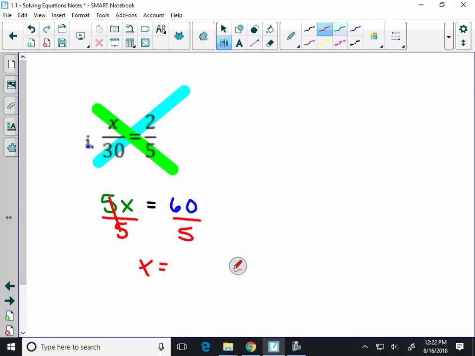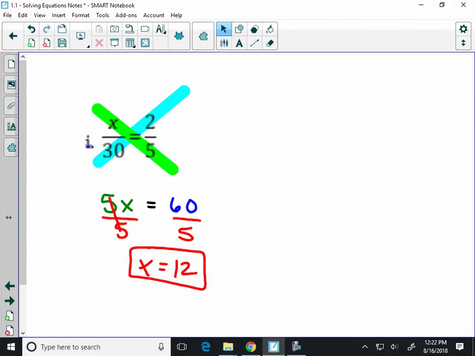And 60 divided by 5 is what? Oh. So you like to think it's cross multiply divide. Is the method you use. Questions over that?